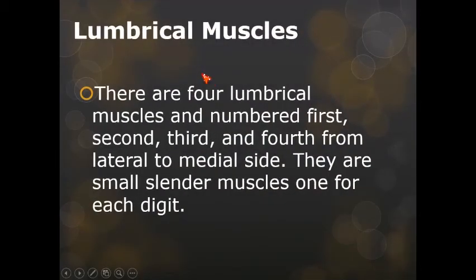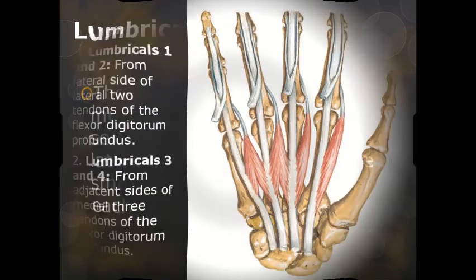Then coming to the lumbricals, there are four lumbrical muscles, numbered first, second, third, and fourth from lateral to medial. Okay, four lumbricals are there. From lateral to medial, we give the numbers 1, 2, 3, 4. They are very small, slender muscles, one for each digit. The name itself, lumbricals, means the worms, earthworms.